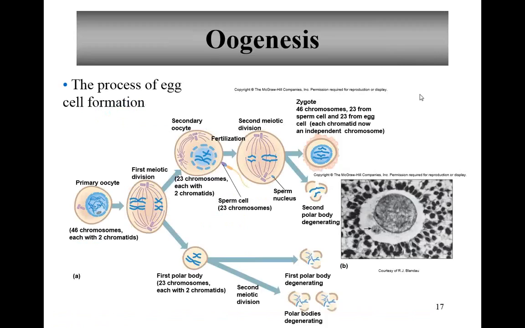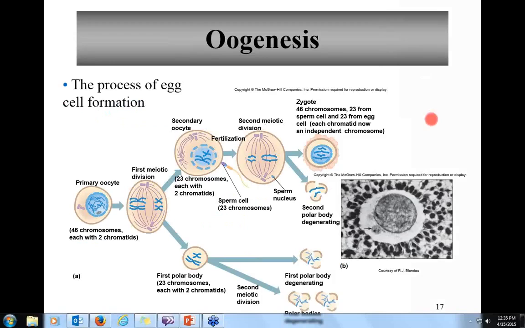Okay, so oogenesis is the formation of the egg. You have the primary oocyte, then it undergoes one meiotic division, and this is around puberty. So then it creates a polar body, and this polar body is going to be reabsorbed. Here you have the secondary oocyte, and once fertilization occurs, it undergoes a second meiotic division, and then you get the zygote.